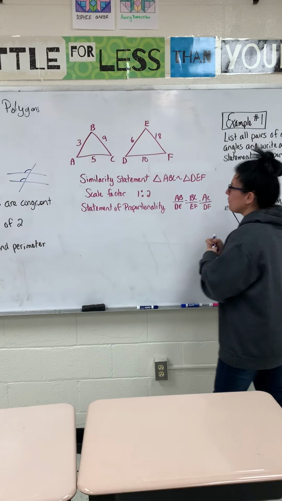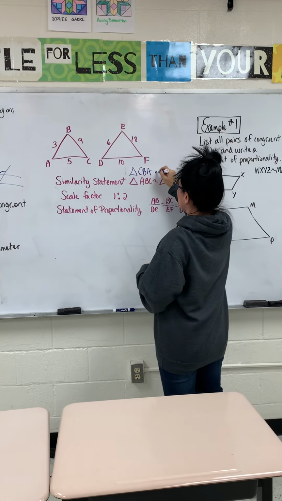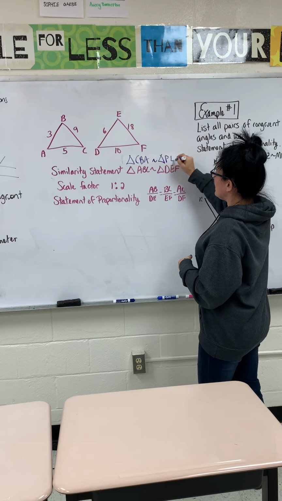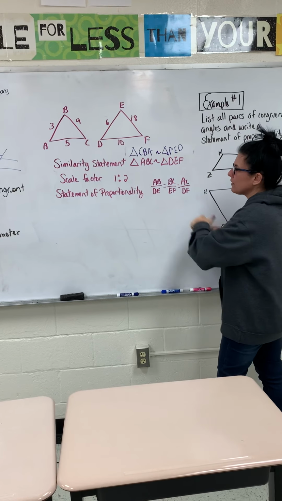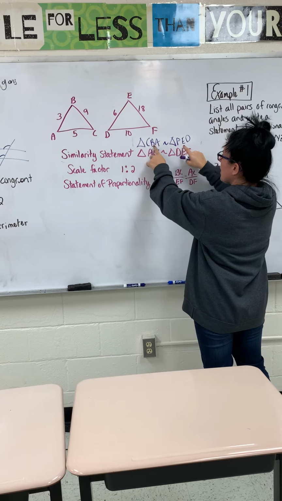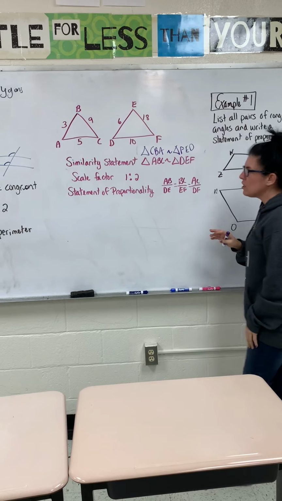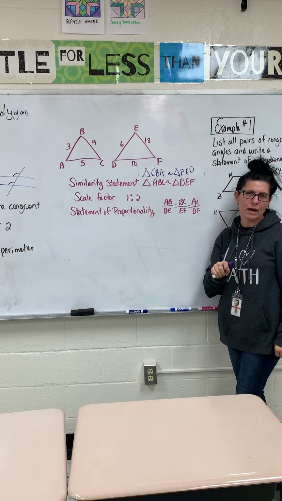For example, if you wrote down triangle CBA is similar to triangle FED, they're still the same because it shows that C and F are corresponding, B and E and A and D, which is the same as what this one's saying. So be careful that if yours doesn't match mine, it might mean that you're still correct.